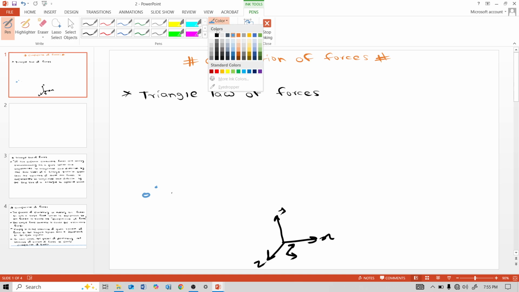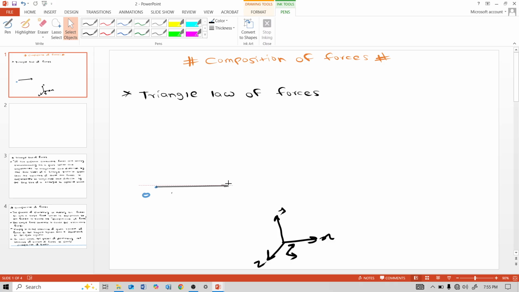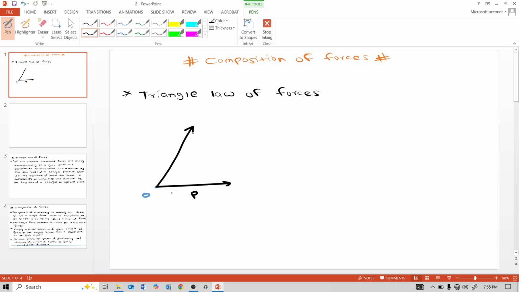So here one force is like this, consider this force as P force, and other force is like this, consider this force as Q force, and between P and Q force angle is theta. So this P force has magnitude also and direction also. It is force, that means obviously it has magnitude and direction. Q force has also magnitude and direction.